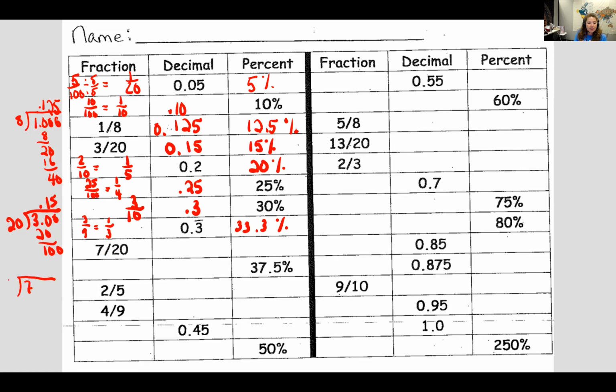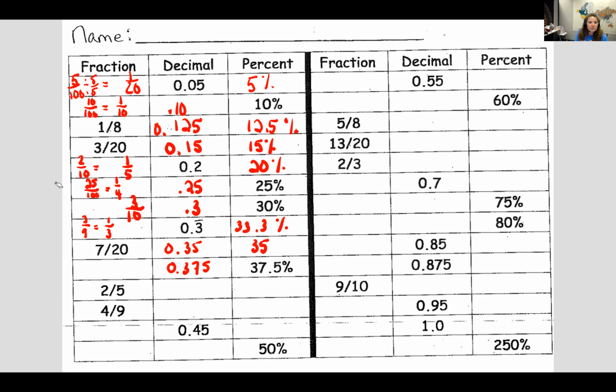7/20ths, 7 divided by 20. 20 will go into 70 3 times. So that's going to be 0.35, which is 35%. Then our decimal, move our decimal up 2 places, we get 0.375. 375 over 1,000, because the 5 is in the thousandths place.